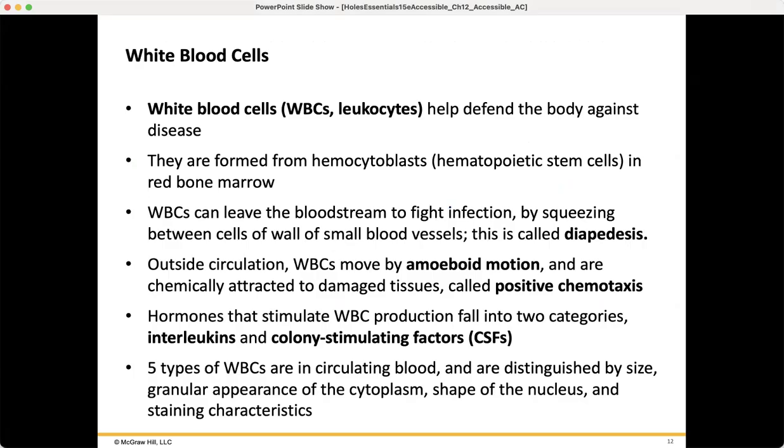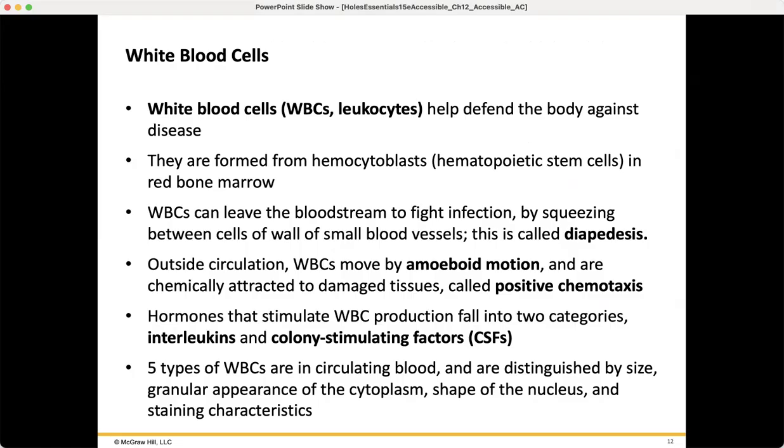Let's move on to white blood cells. There are many different types. Our white blood cells scientifically are going to be called leukocytes. That prefix leuko means white. They, again, also arise from those hematopoietic stem cells, hemocytoblasts.